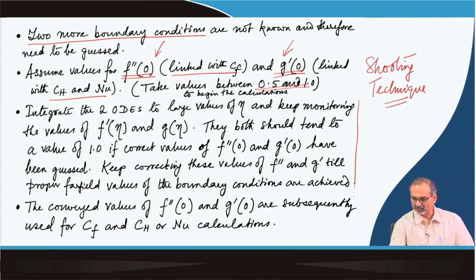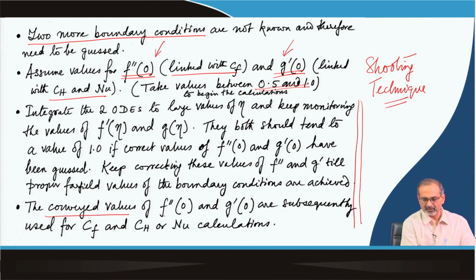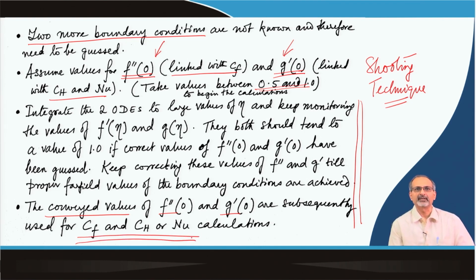So, the whole idea is again jotted down over here. Once you have got the converged values of F'' and G' at the wall, then you can get the correct values of CF and CH or Nu at the walls.